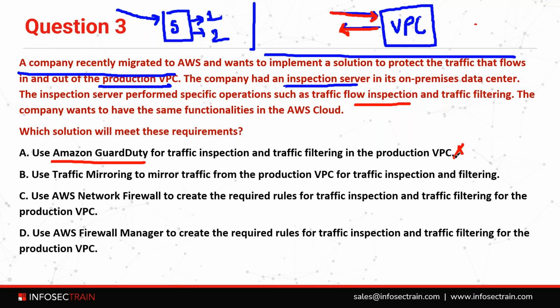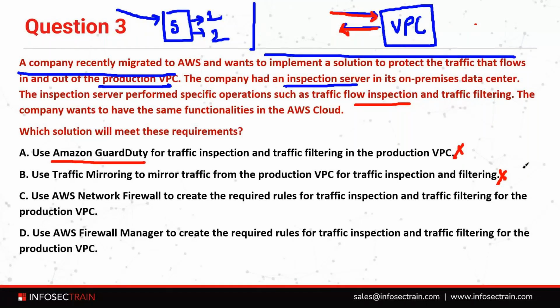So this is not the one, right? Okay, traffic mirroring is ruled out. There's a concept we have in AWS called traffic mirroring. So this is not the one as well. Traffic mirroring is just for analysis. Traffic mirroring is all about your IDS, intrusion detection system.